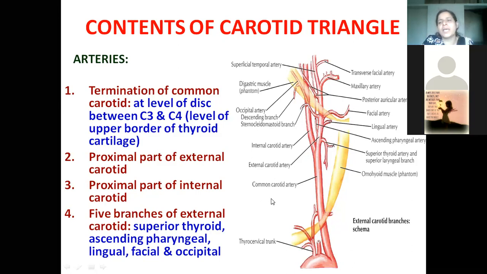There was a question like, write any 4 branches of external carotid artery for 3 marks, isn't it? Here you can learn the 5 branches of external carotid artery which are seen in the carotid triangle. So what are these branches? Superior thyroid artery, we studied when we were doing thyroid gland. Ascending pharyngeal artery we will see in the pharynx. Lingual artery will be supplying the tongue. Facial artery will move towards the face, and occipital artery supplies the occipital region. So these are the 5 branches we see in the carotid triangle.